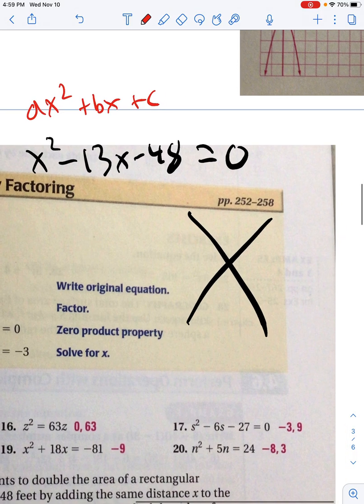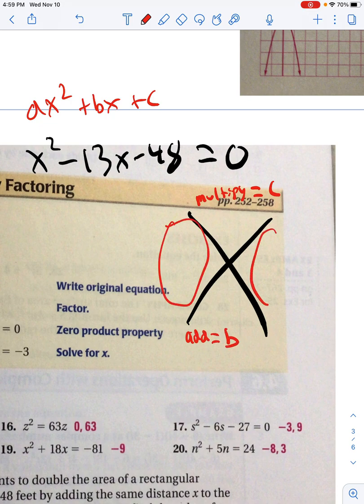ax squared plus bx plus c. So we want two numbers that are going to multiply to equal c, but add to equal b. So this is what I'm trying to plug in here and here. What two numbers multiply to equal -48, but add to equal -13?